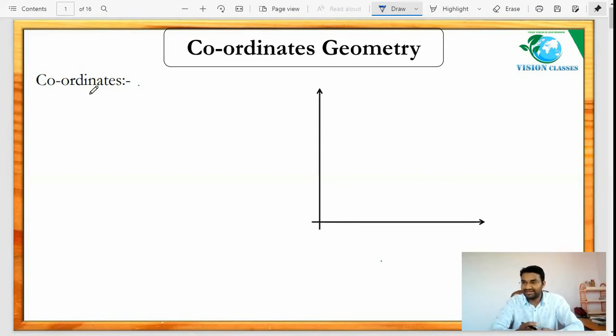So let's see. Coordinate geometry, here in two dimensions. Actually, we have two coordinates, x comma y, right? If you take any point, let's say point P, it has an x value as well as a y value. So x comma y, right? So this is the coordinate.